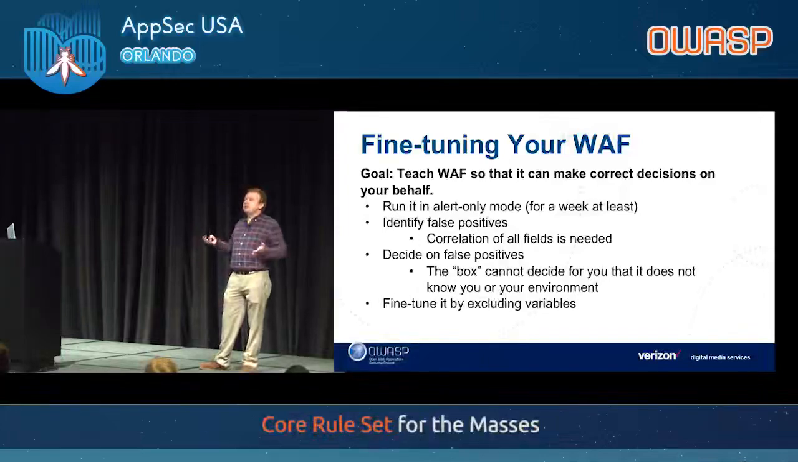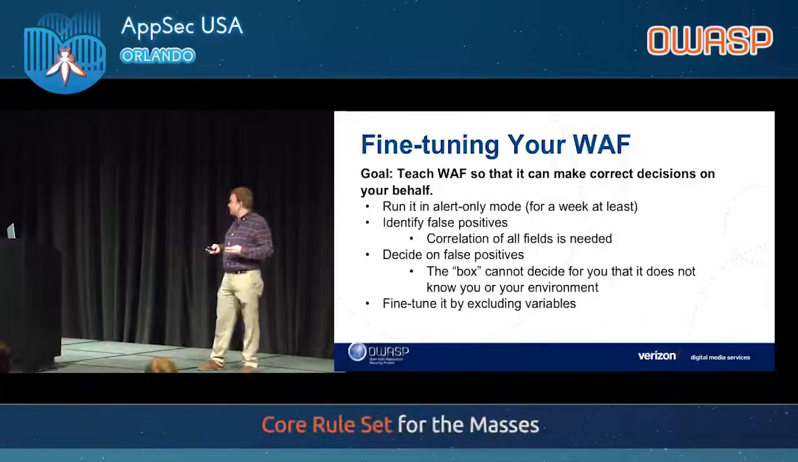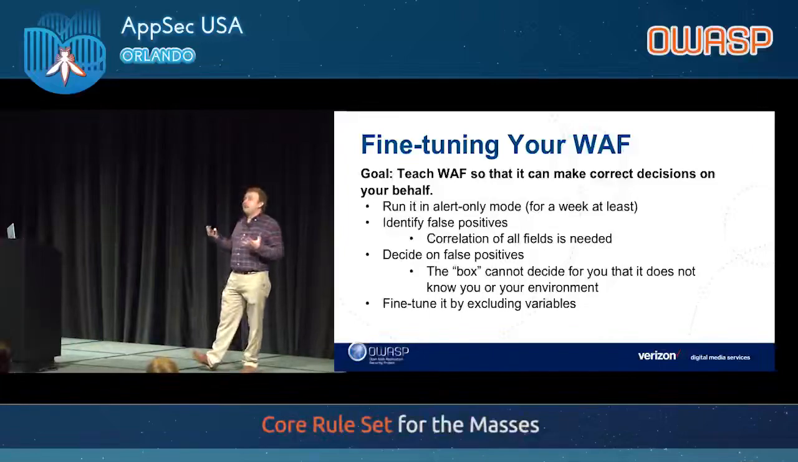Now, there's a little bit of knowledge required, obviously, here, where you are able to identify what is good and what is bad. But for the most part, what's important is to correlate all of those fields of the data that we've collected to kind of make that decision for you. The WAF cannot make the perfect decision for you. It needs your guidance, basically. So once we've decided what a false positive is, we can start excluding things.